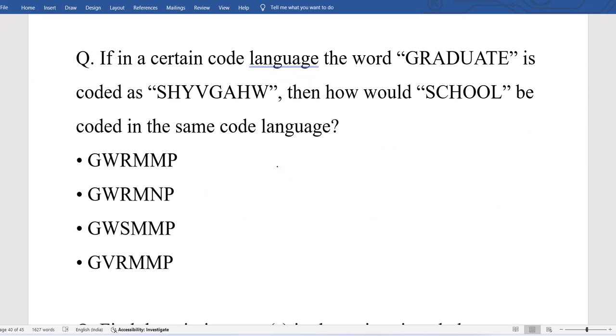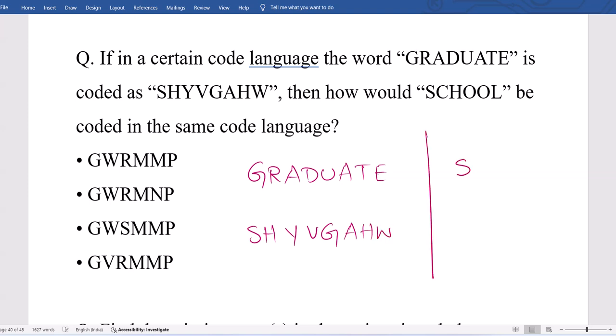Not again, I can say this is the first question maybe we are discussing regarding coding. Graduate, SHYVGAHW. School. Now, one thing, at least use the options as well. G is common as the first letter for every option. Last one is P. Just try to use elimination of options, this trick you can find. Don't try the first letter and last letter because first and last are common in every option.